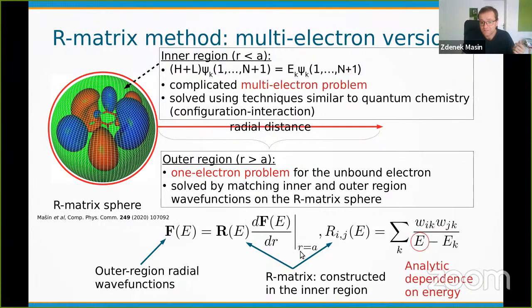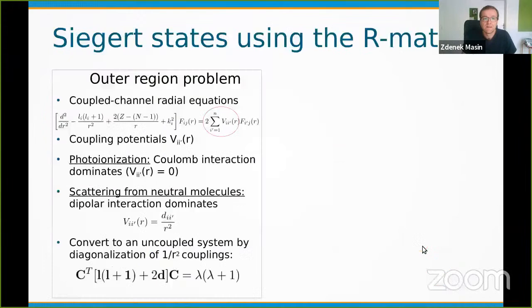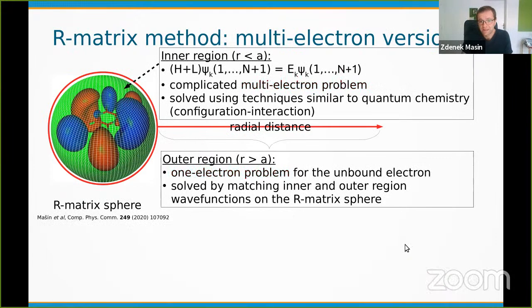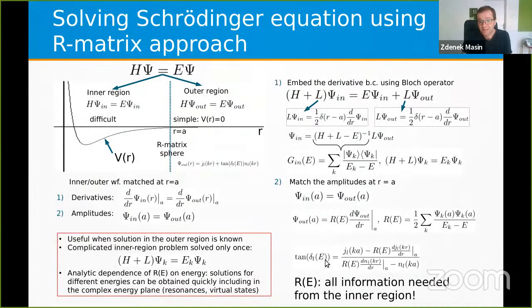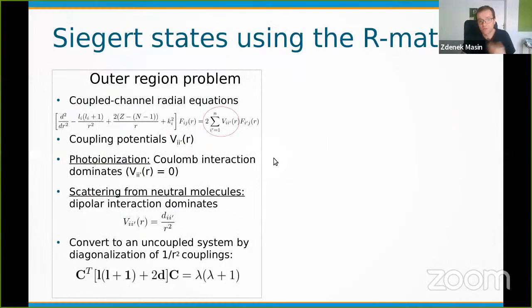And again, in this case, if it's a multi-electron problem, a multi-channel problem, the R becomes really a matrix, but it still has the same analytic dependence on energy, which is important to keep in mind. So now how do we obtain the solutions for the Siegert states? These are the solutions for the complex energies. As you can see, the whole R matrix problem, or everything that depends on energy, is confined to the outer region. So we are only interested in the outer region problem when we are looking at Siegert states.